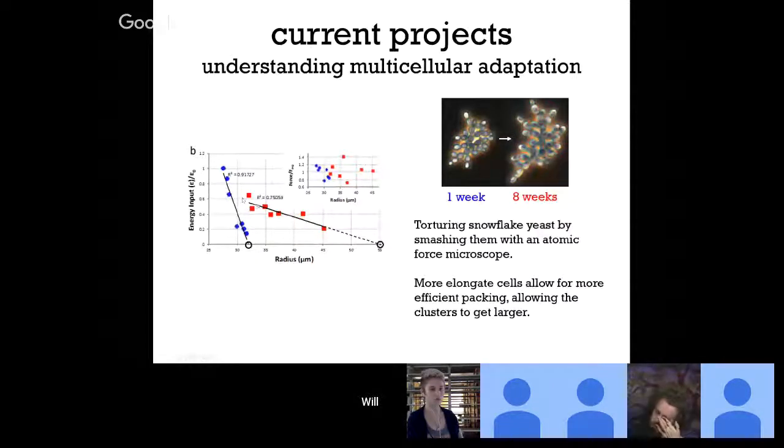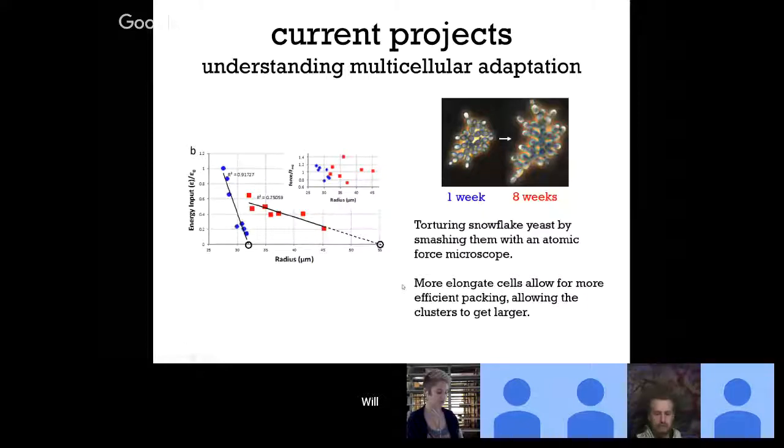These more elongate guys, you can see that they have a much longer, slower slope here, meaning that they can get a lot bigger, but also they're much less sensitive to increased size before they spontaneously fracture, and this is their spontaneous fracture size. So by making cells more elongate, they actually evolve, they change their packing density, which has these cool and well understood physical consequences for the materials property of a snowflake yeast cluster.